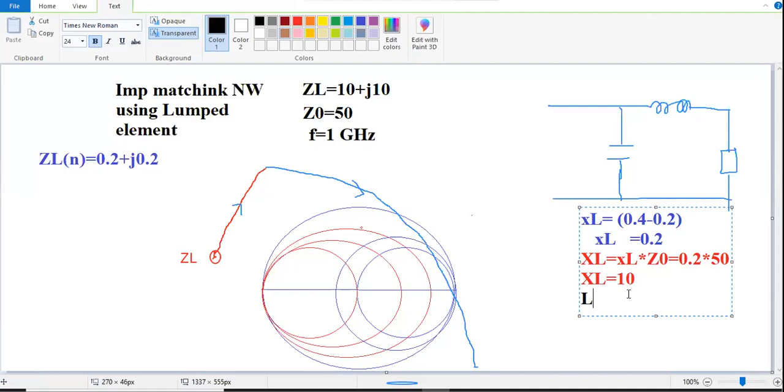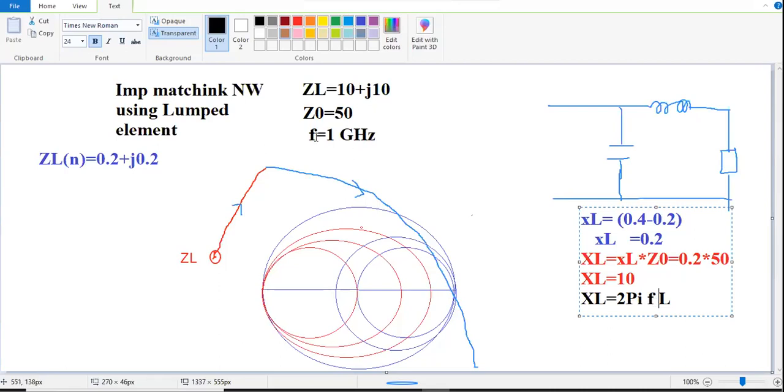XL is equal to 2 pi FL. Correct. So we have this very basic formula, XL equals 2 pi FL. I don't have the annotation of pi, so I will use this pi. F is frequency, L is the value of inductor. So XL is there? Yes, it is there. 2 pi, yes, we know.